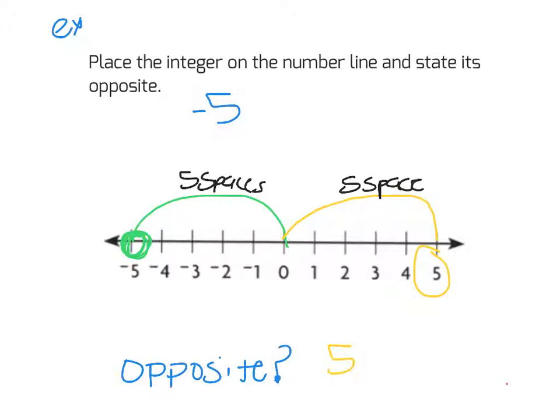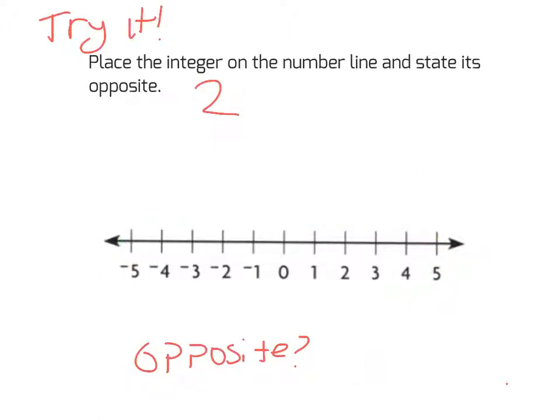That's 5 spaces, not S spaces. Let's just try. I want you guys to try this one. Place the integer on the number line and then state its opposite. Okay, so the integer 2 is right here, and it is 1, 2 spaces away from 0. So going the other direction, 2 spaces away from 0, is negative 2. The opposite of 2 is negative 2. Same distance away from 0.